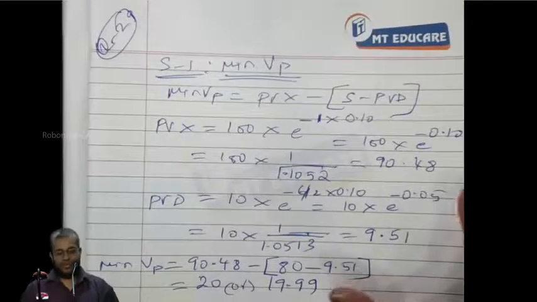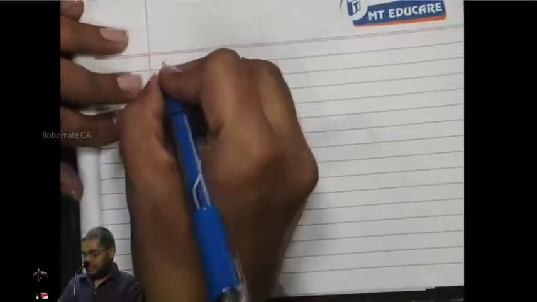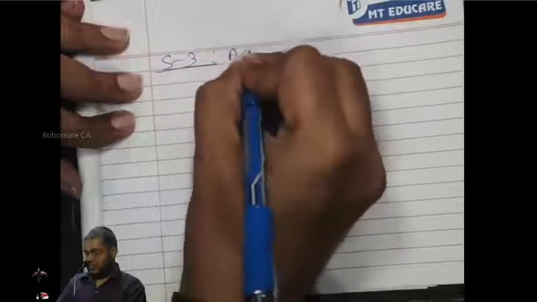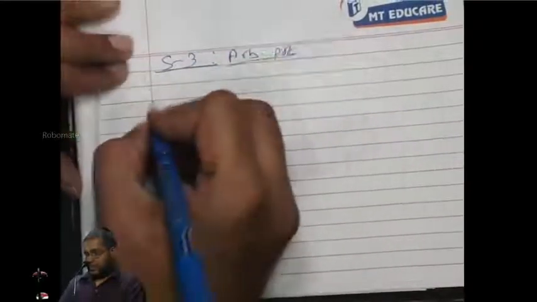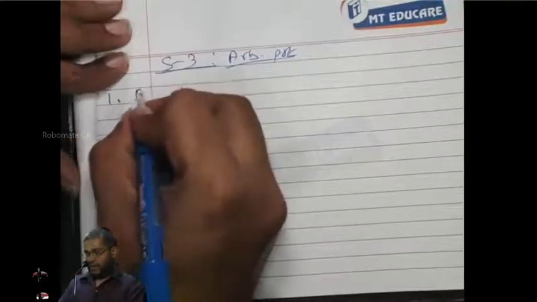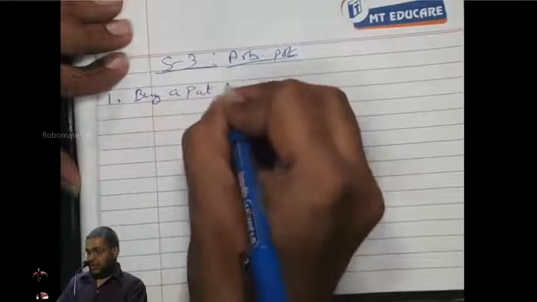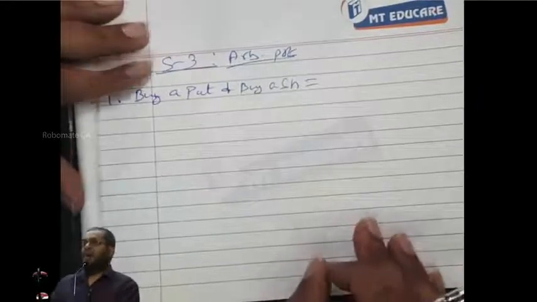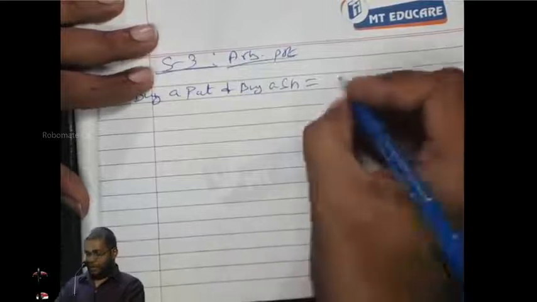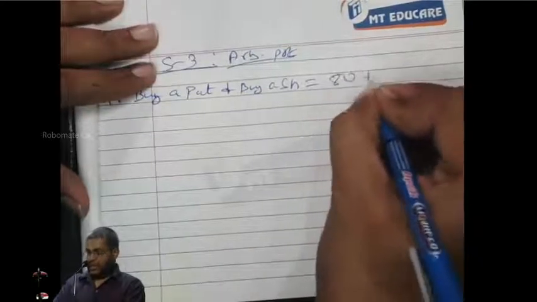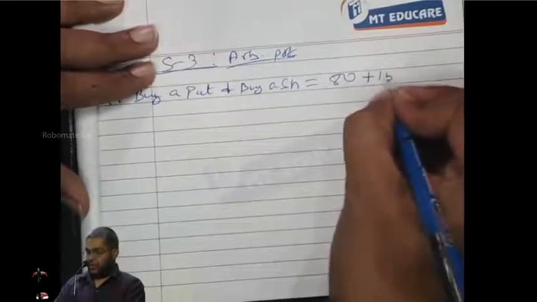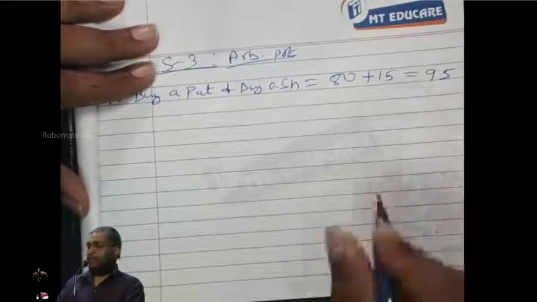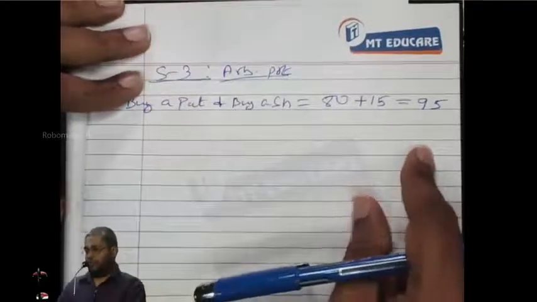Step 3. Arbitrage profit. Point number 1. Buy a put and buy a share. I buy a share today by paying the spot price, 80 rupees. I buy a put by paying 15 rupees premium. The amount to be paid is 95, an outflow. Where to go for this money?